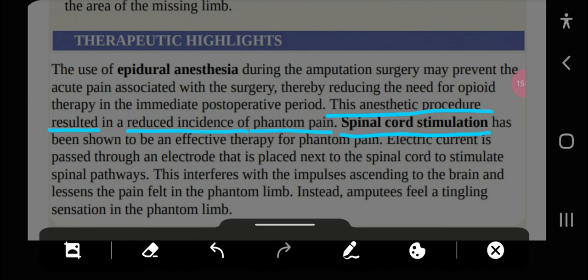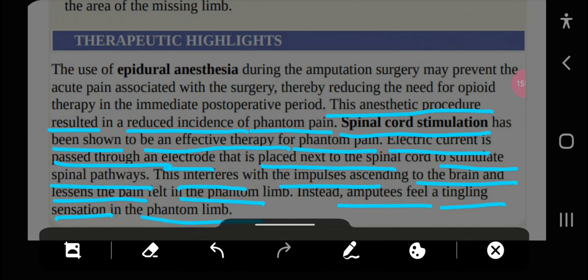Spinal cord stimulation has been shown to be an effective therapy for phantom pain. Electric current is passed through an electrode that is placed next to the spinal cord to stimulate spinal pathways. This interferes with the impulses ascending to the brain and lessens the pain felt in the phantom limb. Instead, amputees feel a tingling sensation in the phantom limb.